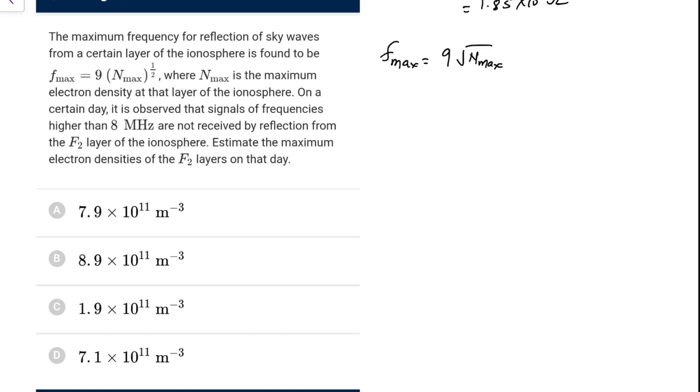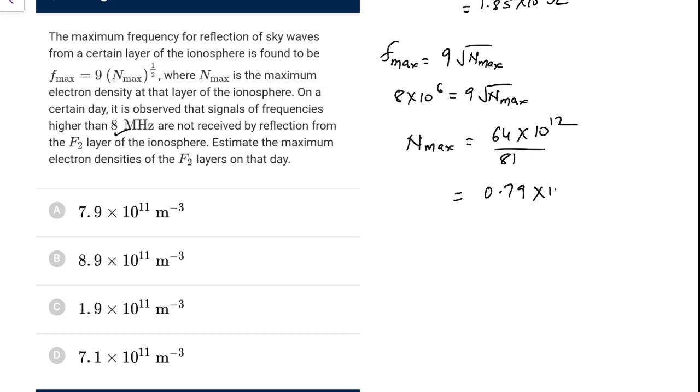On a certain day, it is observed that signals of frequency 8 megahertz are not received by reflection from the F2 layer. So this f max is 8 megahertz. So you have to calculate this n max. So the value of this n max comes out to be 8 square, 64 into 10 to the power 12 over 81. So 64 over 81, if I do it, would be slightly less than 0.8. So it would be 0.79 into 10 to the power 12. So going by the options, it would be option A. That would be the correct option.